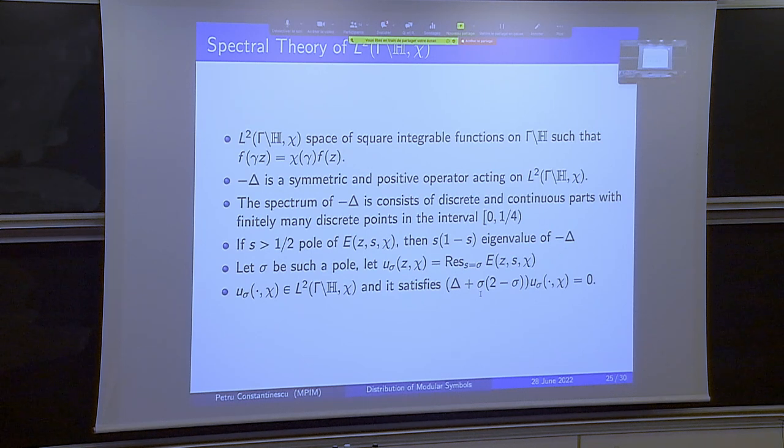OK, so I don't know how the time is, maybe. OK, so next I wanted to talk a bit about how to prove the normal distribution. As I said, this is the method I use, which can be very well used to prove the result of Petridis and Risager, but it can be generalized to H3. And I'm sure it is generalizable to HN as well.